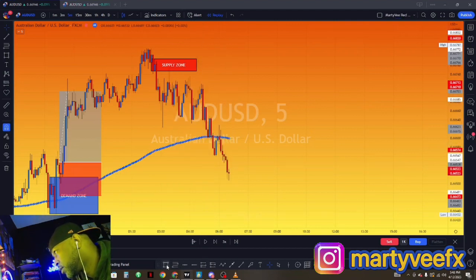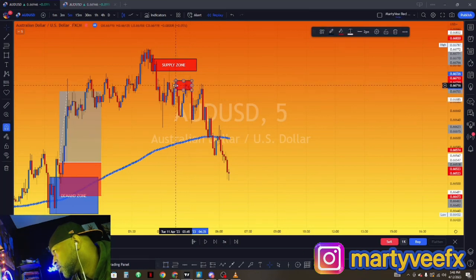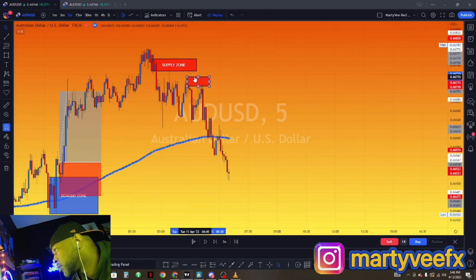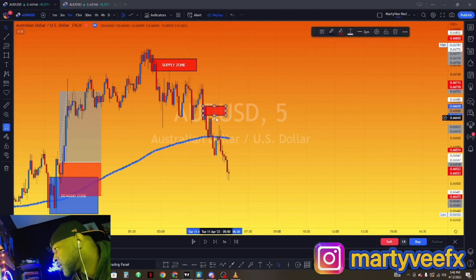So despite the wicks, this is still a supply zone. So buyers could have got in, sellers could have got in right here, scalp that, price pulls back up. Let's see, right here, I gave more sellers an opportunity to get in.